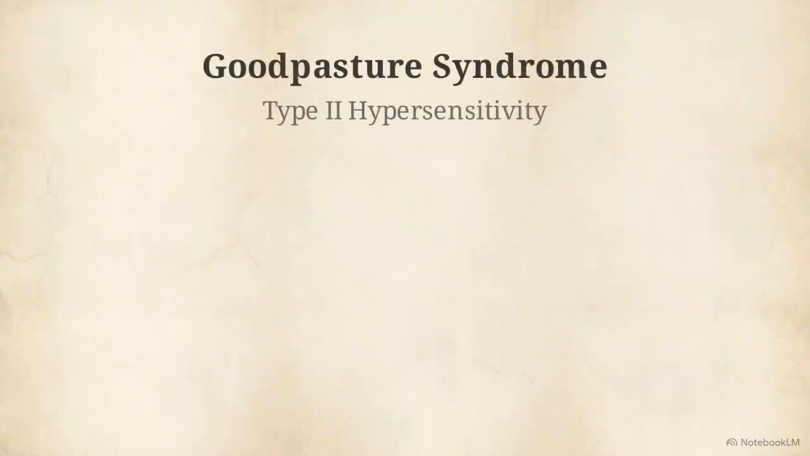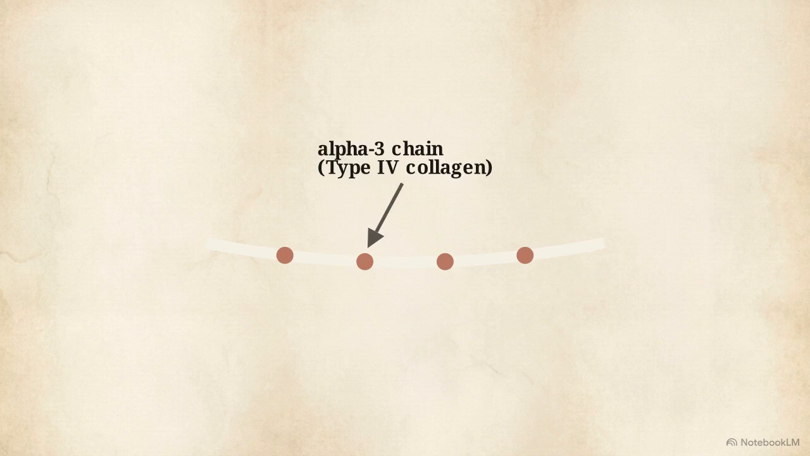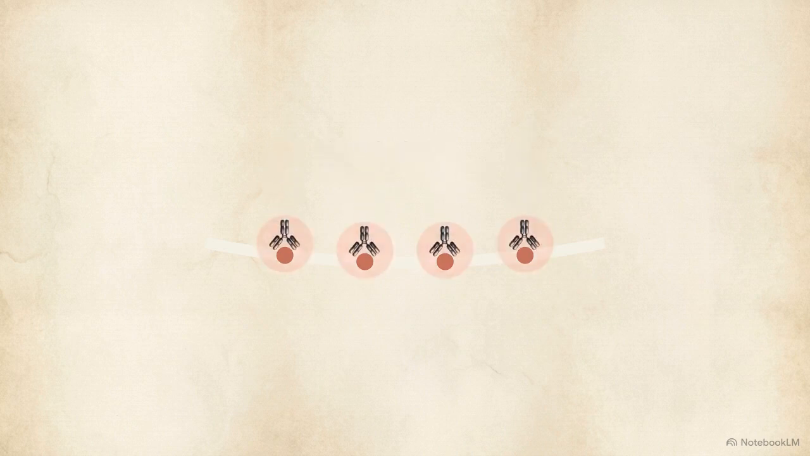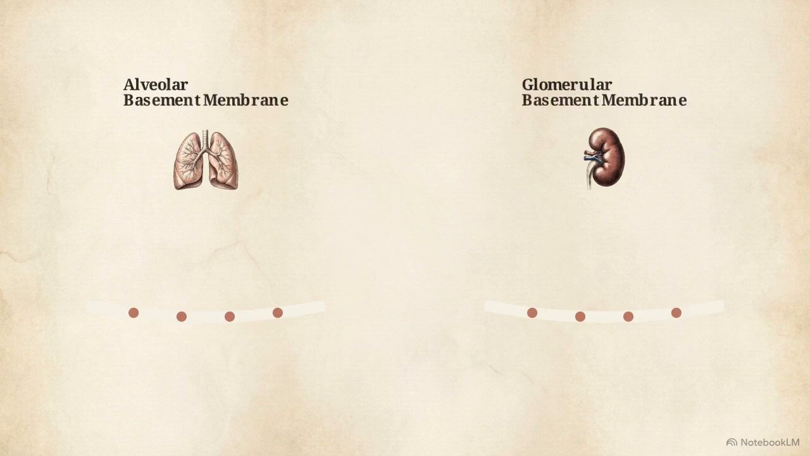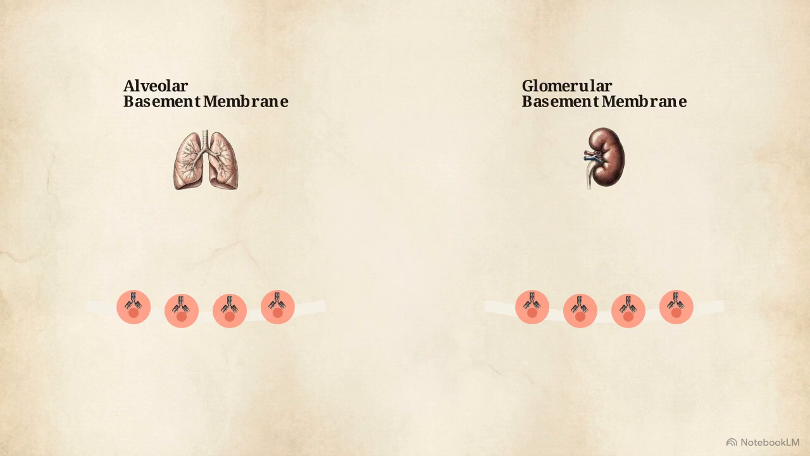The pathophysiology of Goodpasture syndrome is driven by a type 2 hypersensitivity reaction. Circulating IgG autoantibodies physically lock on to a highly specific target, the alpha-3 chain of type 4 collagen. This specific collagen structure exists in only two places in the human body, the alveolar basement membrane and the glomerular basement membrane. Because the antibodies target this exact structure, the resulting destruction hits both organ systems simultaneously.